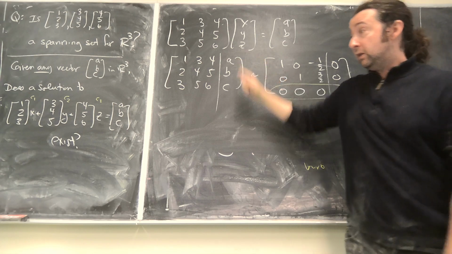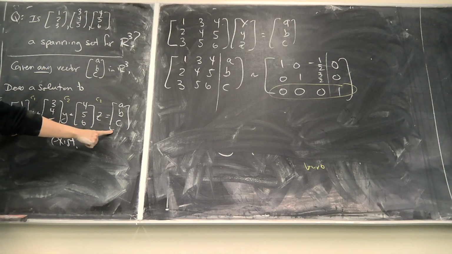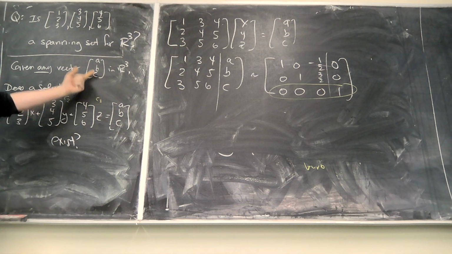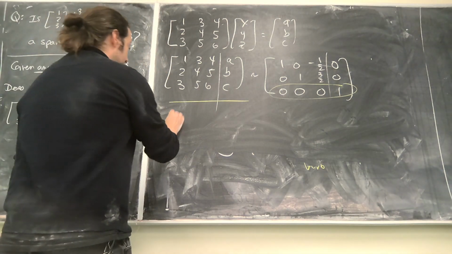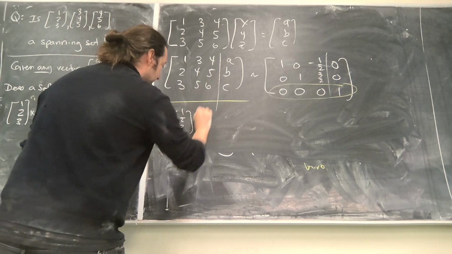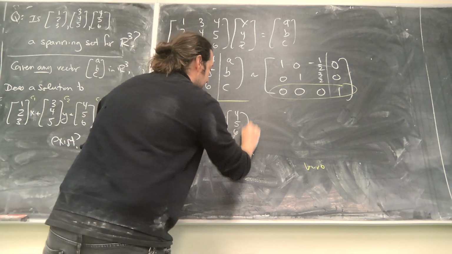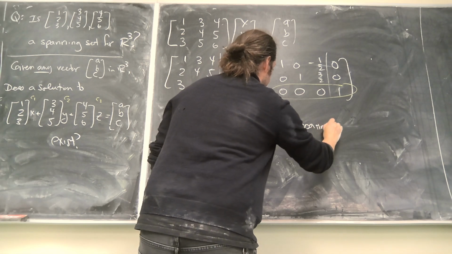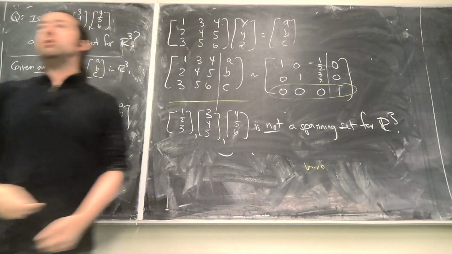No. No. Which means, can I find some scalars to multiply these guys, which gives me that vector out? No. And that means that I cannot get a general vector in R3 by combining these guys. So our set (1, 2, 3), (3, 4, 5), (4, 5, 6) is not a spanning set for R3. Now my question is, how on earth is that even possible?